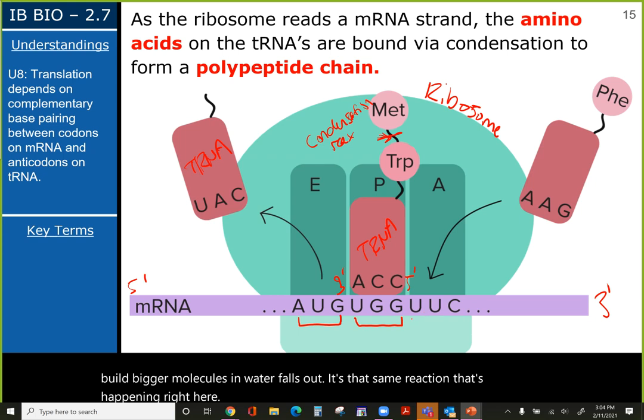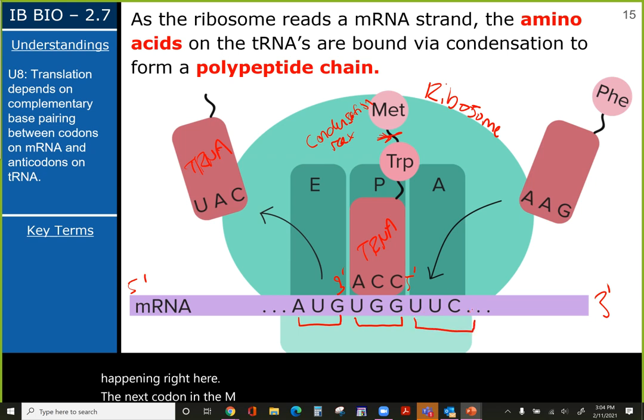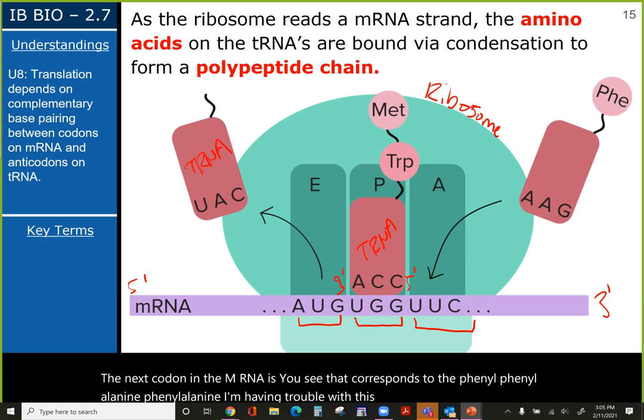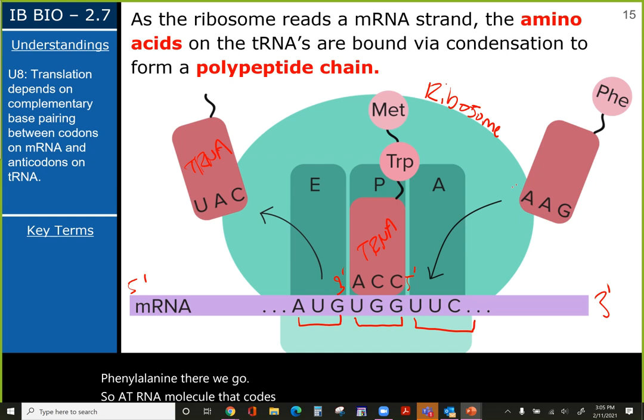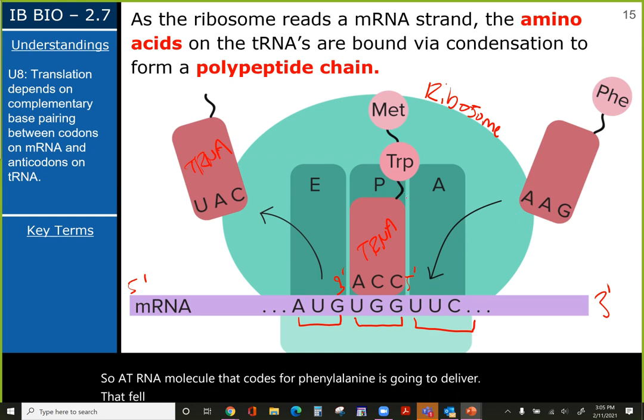The next codon in the mRNA is UUC. That corresponds to phenylalanine. So a tRNA molecule that codes for phenylalanine is going to deliver that phenylalanine and use a condensation reaction to bond it to the tryptophan. And the process continues until the ribosome hits a stop codon.